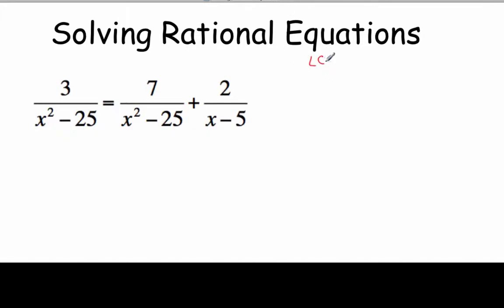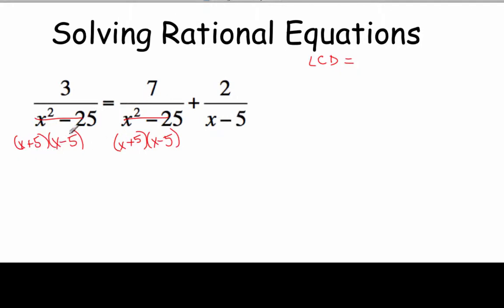So I want to figure out the least common denominator. In order for me to do that, I've got to go through and actually factor these things. Well, this is a difference of two squares. X squared is a perfect square. 25 is a perfect square. So when I factor these denominators, I'm going to get x plus 5 times x minus 5. So that's what that simplifies to. And the nice thing is this one is exactly the same. So it makes life a little easier going. Then I have my x minus 5 here.